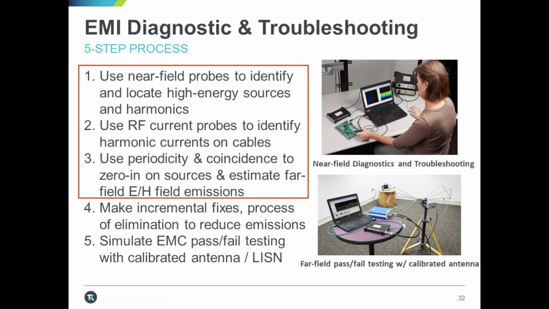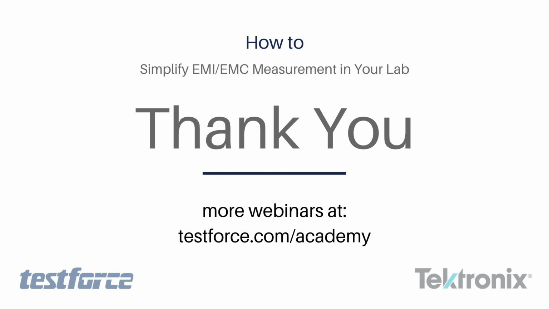Okay, so now I've taken you through steps 1 through 3 of the EMI Diagnostics and Troubleshooting 5-step process. This included using near-field probes and RF current probes to look for high-energy sources and harmonics, and we also use periodicity and coincidence to zero in on sources so we can estimate far-field E and H field emissions. In a follow-on presentation, I'll be covering steps 4 through 5, but for right now, I welcome any questions you may have. Thank you for listening to our webinar on EMI troubleshooting and pre-compliance testing.